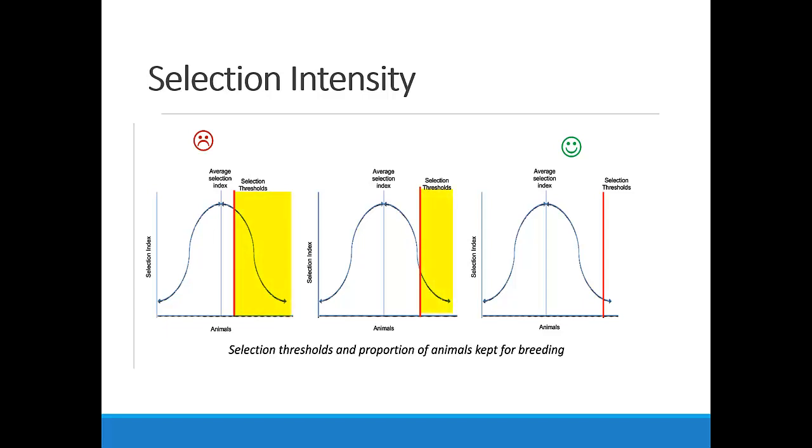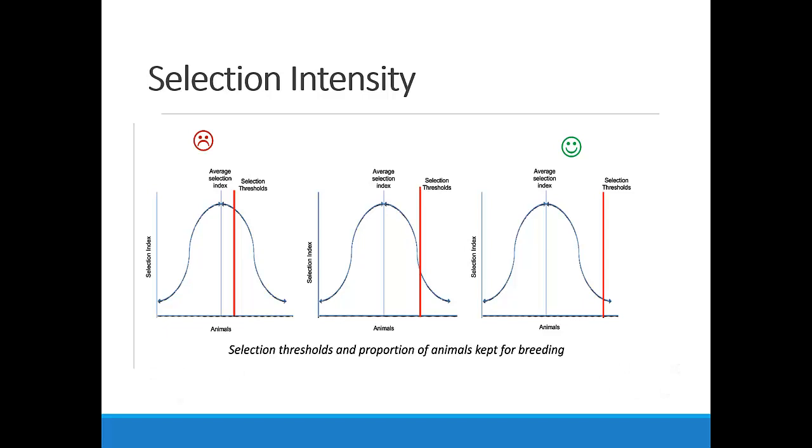Using a higher selection intensity threshold, fewer animals are available for selection, but the genetic merit will be higher, as those animals have high genetic merit. To generate quick genetic gain, you must aim for higher selection intensity. On the opposite, a lower selection intensity will generate less genetic gain.